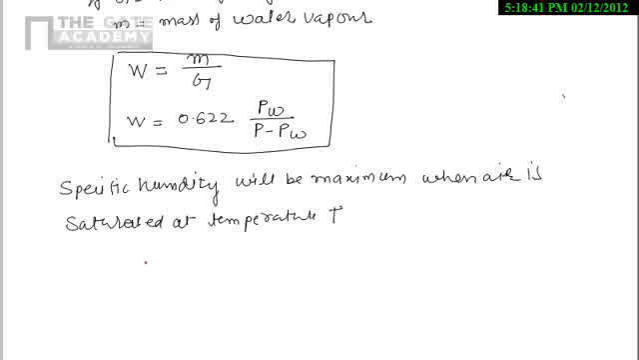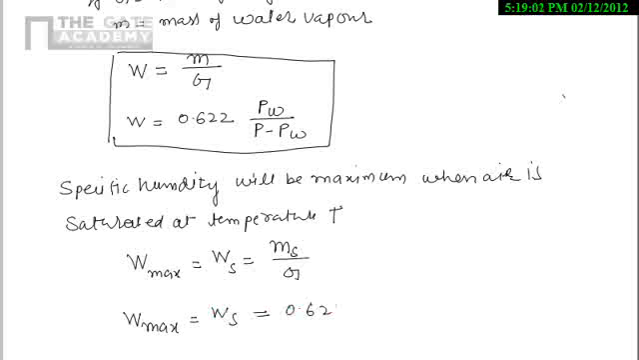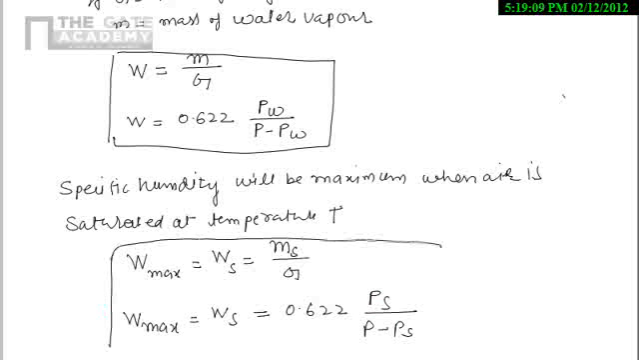So for maximum humidity, I can denote it by Wmax or Ws. It will be equal to Ms by Mg, and Wmax we can also write in terms of pressure, that is Ws equals 0.622 Ps divided by P minus Ps. So these two formulas are also important when we are interested in maximum specific humidity.